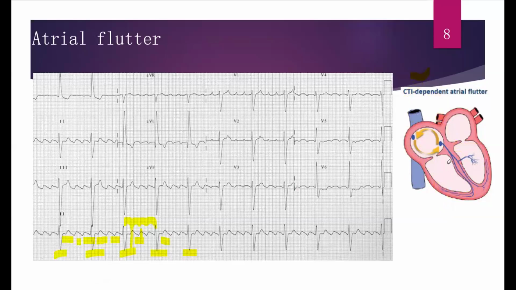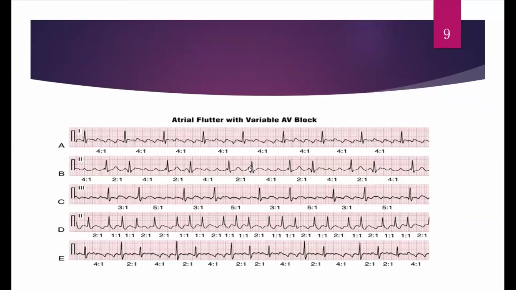So you have this CTI, the cavo-tricuspid isthmus, somewhere here. It leads to this large reentrant pathway, and then you have the slow pathway and the fast pathway, leading to flutter, atrial flutter. So this is what I was talking about.